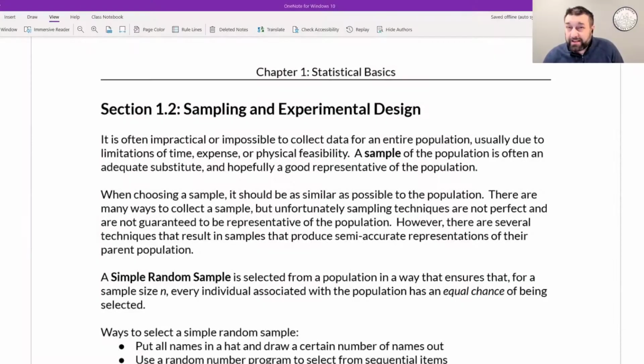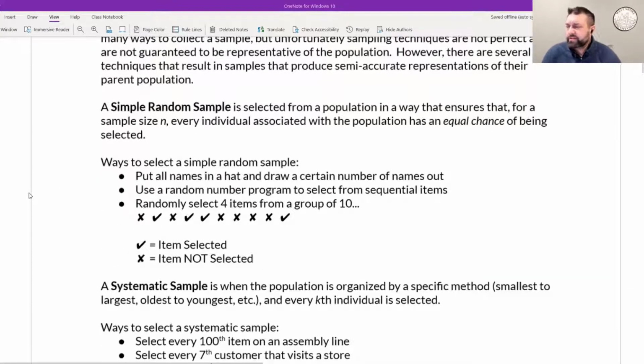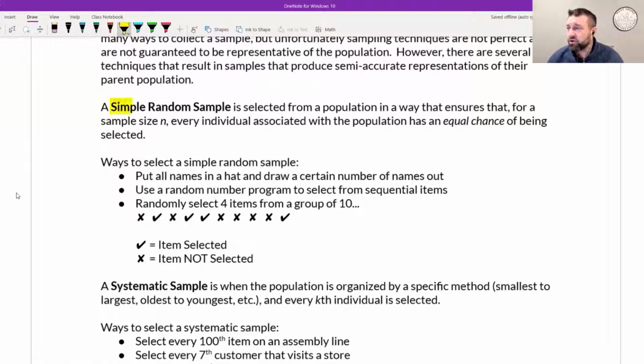1.2, sampling and experimental design. So when we looked at this section, there's a couple of different sampling techniques that are explored. And probably the most popular sampling technique is called the simple random sample. It's simple, it's random, and you're collecting a sample. Okay, so this is commonly like a survey or something like that.